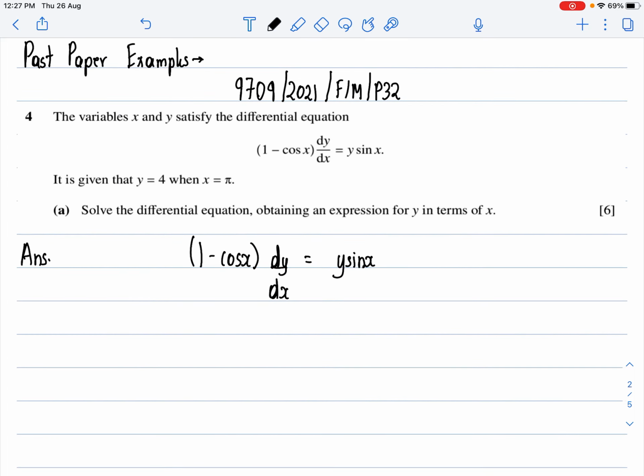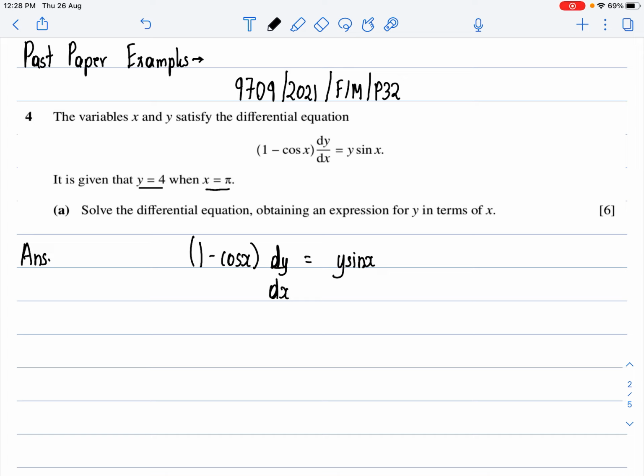This is from the 9709 2021 Feb March paper 32. The variables x and y satisfy the differential equation (1 minus cos x) dy by dx equals y sin x. It is given that the value of y is equal to 4 when the value of x is equal to pi. We need to solve the differential equation, obtaining an expression for y in terms of x.